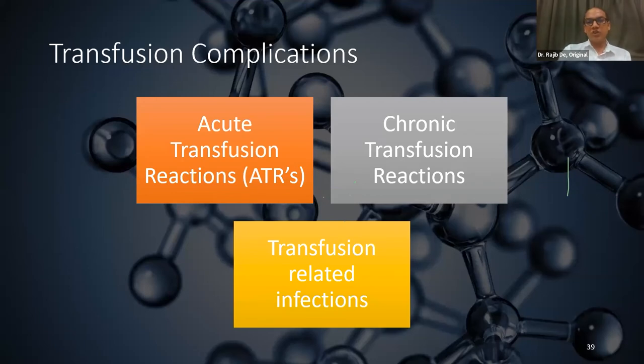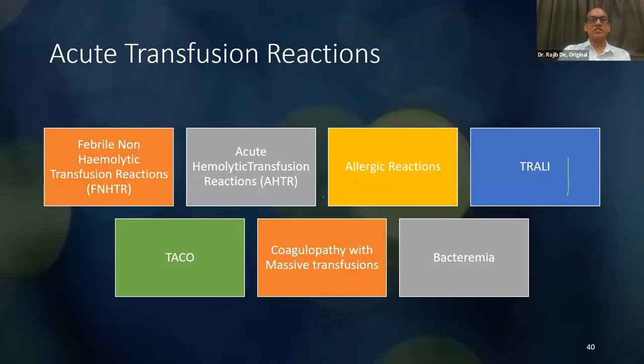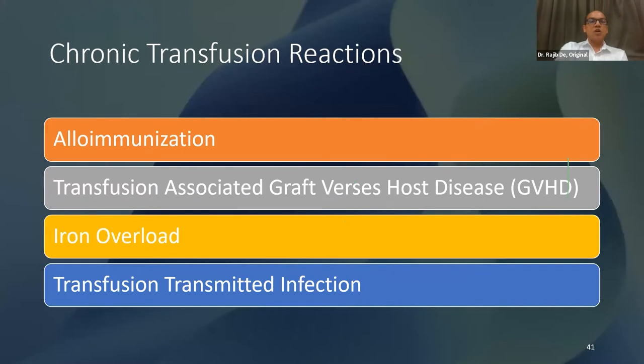Complications: acute transfusion complications, chronic transfusion complications, and transfusion infections. The most common acute transfusion reaction is febrile non-hemolytic transfusion reaction. It can be acute hemolytic transfusion reaction, mainly because of ABO mismatch, or allergic reactions because of plasma proteins. Then TRALI and TACO can be there. Coagulopathy is also a possibility if there is massive transfusion. Chronic complications are alloimmunization and TA-GVHD, so we need to avoid family donors for that. And definitely the long-term complications of transfusion like iron overload and transfusion infections.